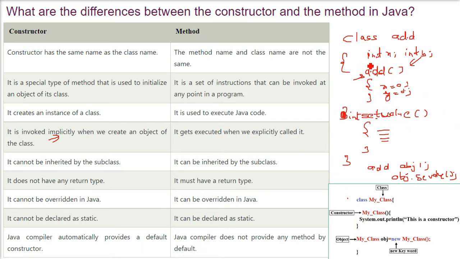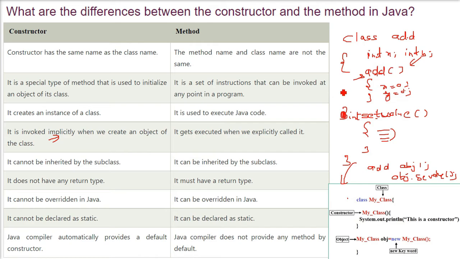Constructor does not have any return type. Method has a return type. In Java, you cannot override a constructor, but a method you can override in Java. And this overriding is all about when you are inheriting, you are making the same function in a different way.